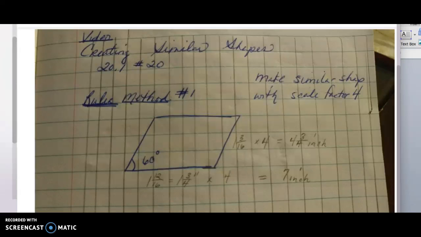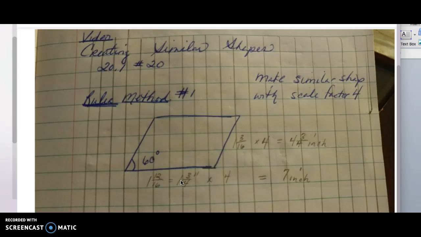So I'm creating similar shapes. This is number 20 of exercise 20.1. And so what we had to do was, here's your parallelogram, and it wanted you to construct a similar parallelogram using two different methods.